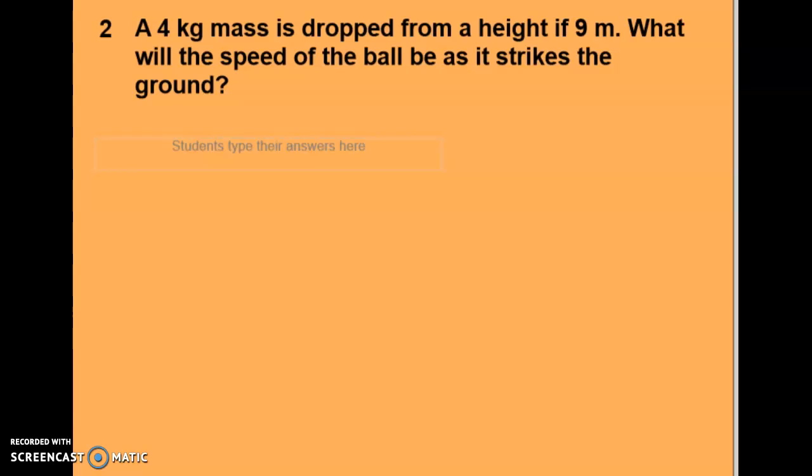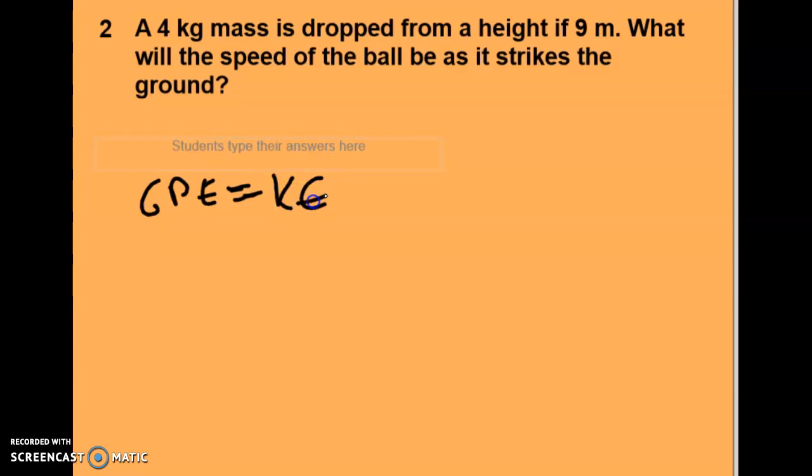I'll have more room to work with right here. It's the same type of problem. We start with a 4 kilogram mass. It's being dropped from a height of 9 meters. What will the speed be as it hits the ground? Okay, so the way we do this is we know that when it starts at the top before it's dropped, it starts with all GPE. And then when it gets down to the bottom and hits the ground, it's lost all of its height.